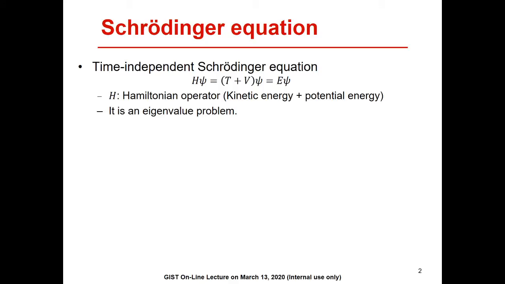In order to calculate the band structure, we have to solve the Schrödinger equation. For the Hamiltonian operator, which is the sum of the kinetic energy and the potential energy, eigenvalues are found. They are eigenenergies.